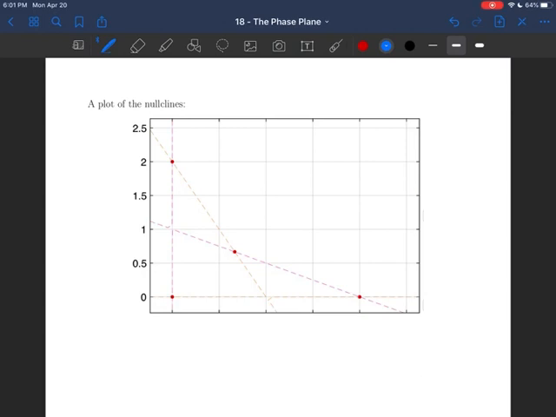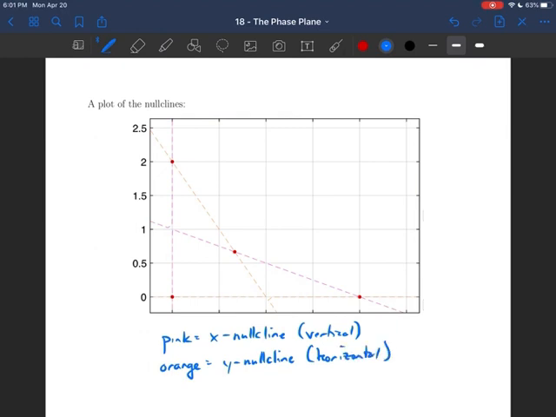Okay, so what good does this do us if we plot things on the phase plane? If we throw in the nullclines, here's what we get. There are our nullclines, and again, it's good to plot them in a different color so you know which one is of which type. So the pink ones here are x nullclines, and that means that everything on those will be vertical. And then orange is a y nullcline, and that means that the vector field on those will be horizontal.